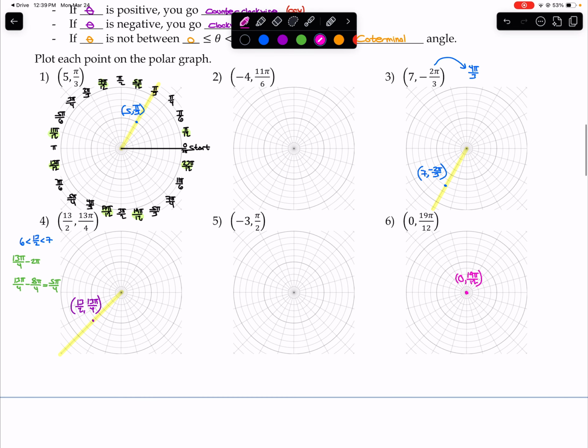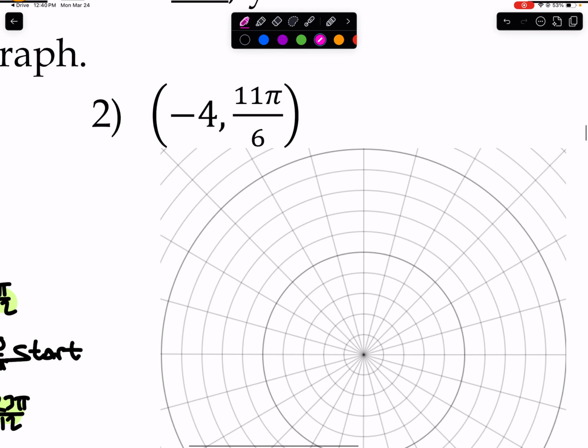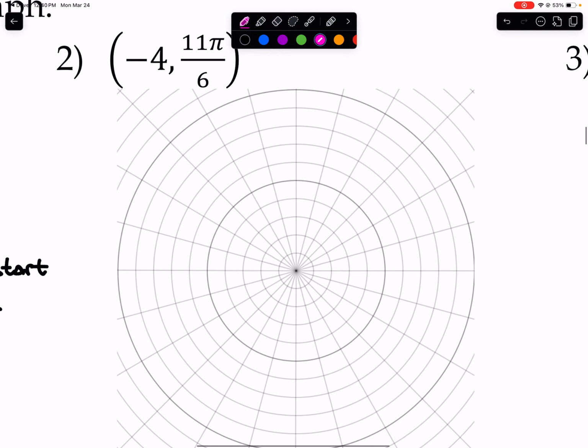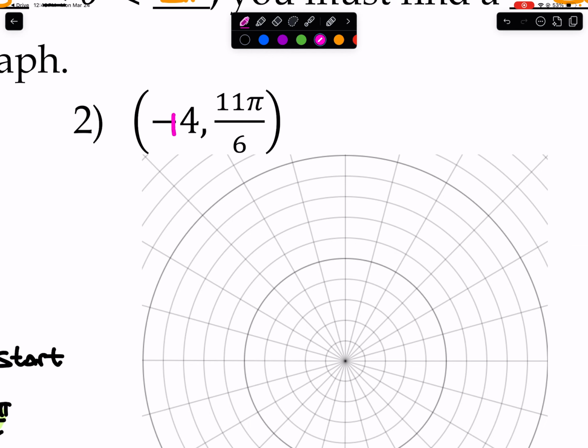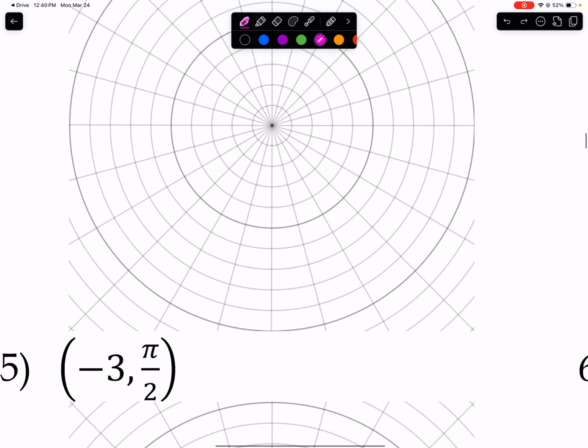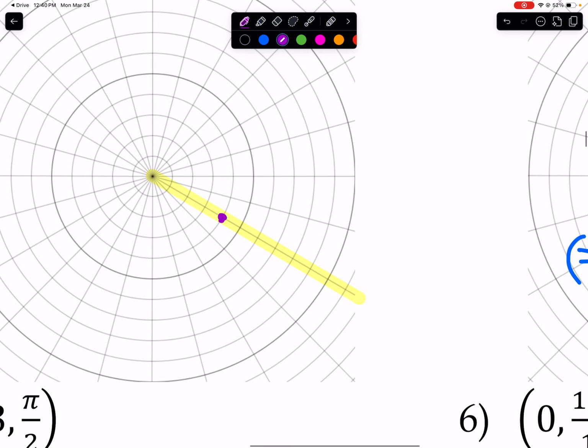So now that we did those 4 with either a positive or a 0 R value, now we're going to look at the negative R values. So with number 2, we are going to plot negative 4 comma 11 pi over 6. What's going to happen here is I'm actually going to ignore this negative for a second, and I want to plot 4 comma 11 pi over 6 first. So if I do positive 4 comma 11 pi over 6, 11 pi over 6 is going to put me in this general direction. And then if I go to the 4th circle, that's going to put me right here. So this is going to be positive 4 comma 11 pi over 6.